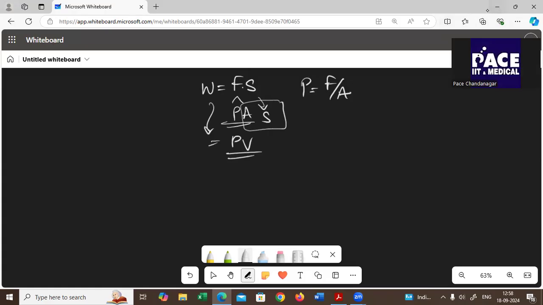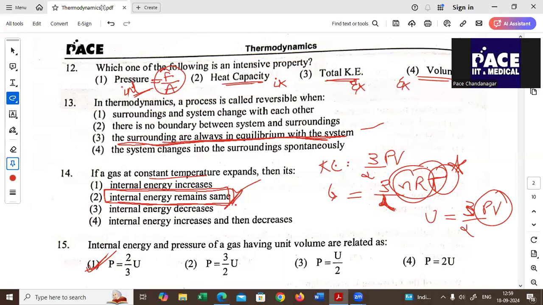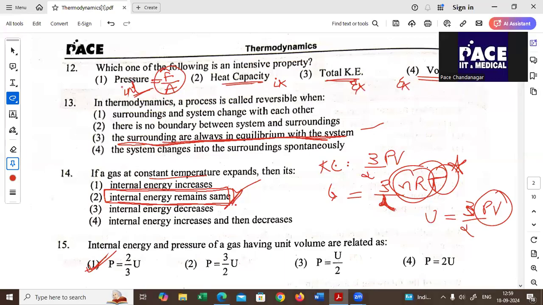Work is of two types: we have PV work and non-PV work. PV work is this one which we are talking about, and non-PV work is electrical work, mechanical work, all these things will be under non-PV work. Okay, now moving on to the next one.